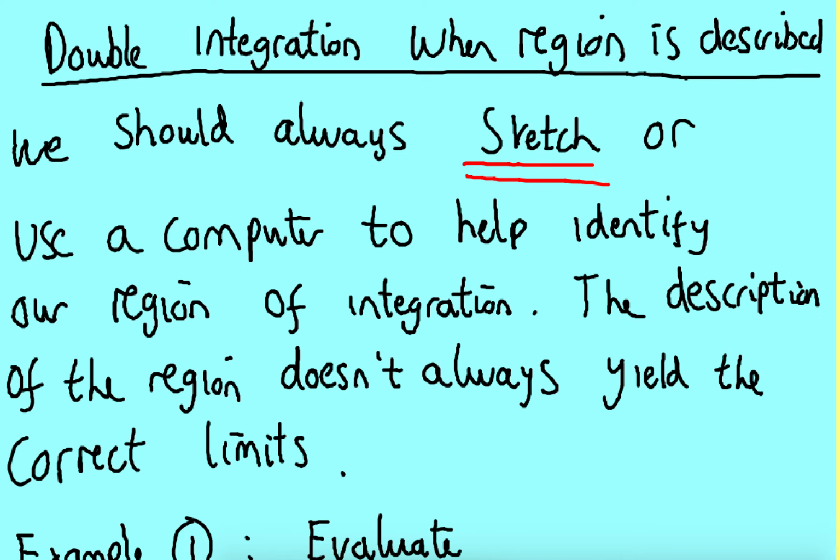So this is double integration when the region is described. This means the limits aren't given to you. You're given this rough description of what the region is that you're integrating over. So I won't say from 0 to 3 and have the integral signs. I'll give you a description. So we should always sketch or use a computer to help identify a region of integration. The description given to you doesn't always give you the correct limits. Right, so you've got to watch that.